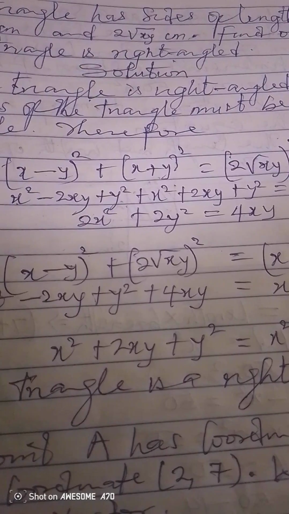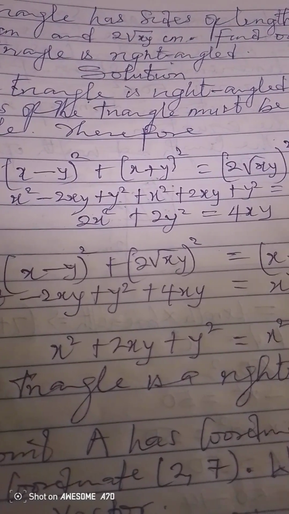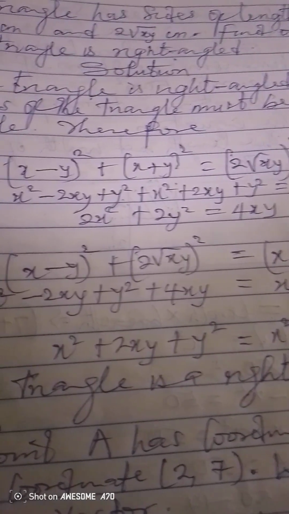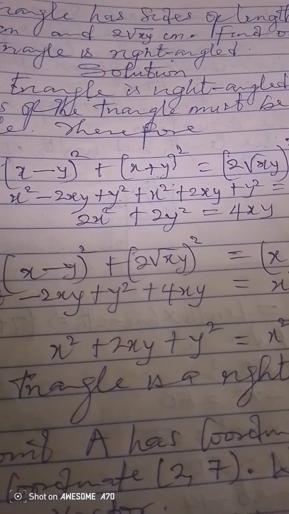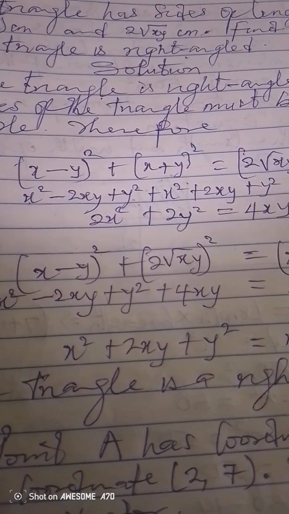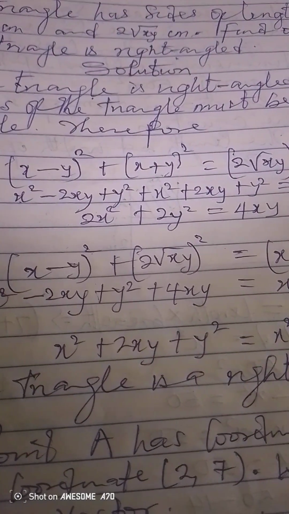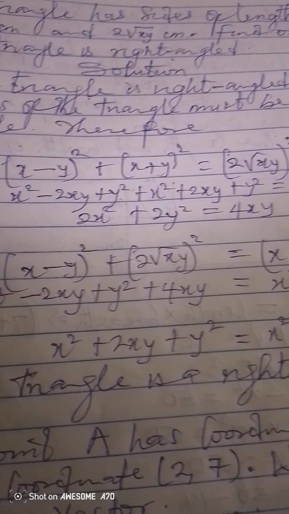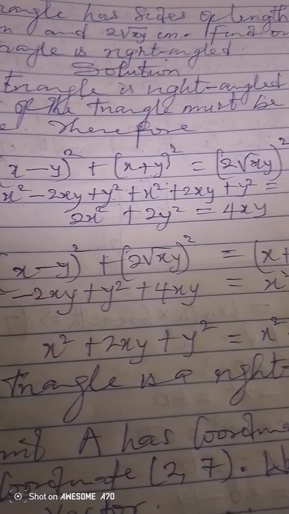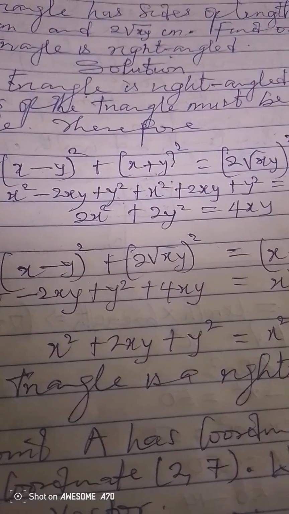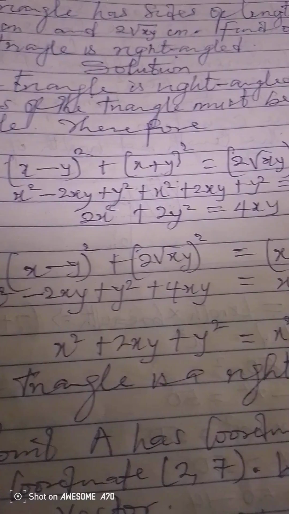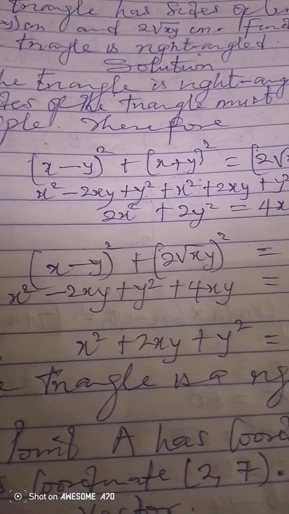If we collect like terms, x squared plus x squared gives 2x squared, minus 2xy plus 2xy gives 0, plus y squared plus y squared gives plus 2y squared, equals 4xy. It shows that that pattern didn't work. Let's retry. We try it this way.